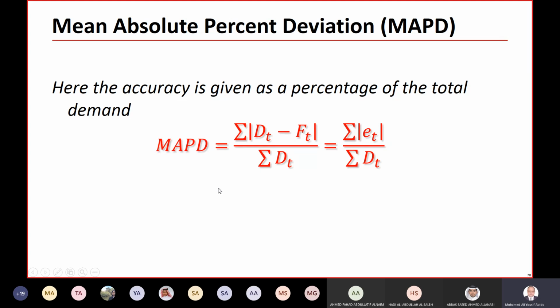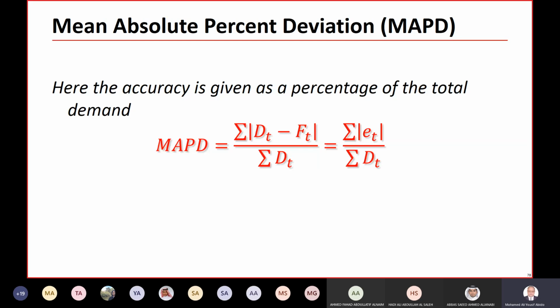So let us implement these methods on the last example, considering different methods: moving average with 3 periods, moving average with 4 periods, 5 periods, smoothing factor alpha equal to 0.3 or alpha equal to 0.5, and adjusted exponential smoothing with beta considered as whatever. Linear regression also can be considered. All these methods, we can evaluate them against these accuracy measures.